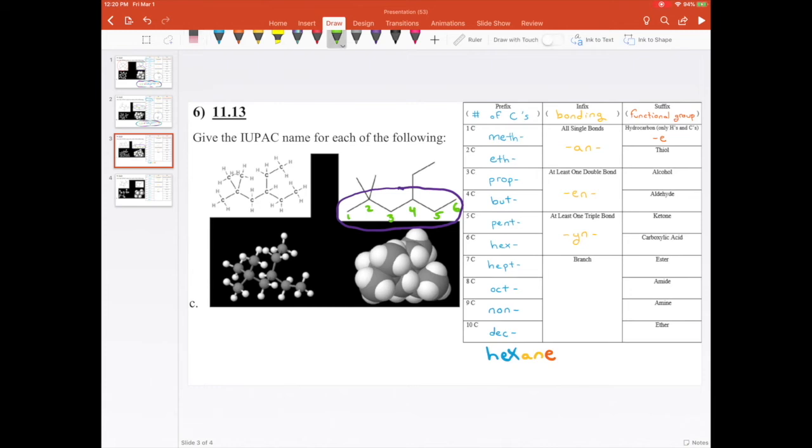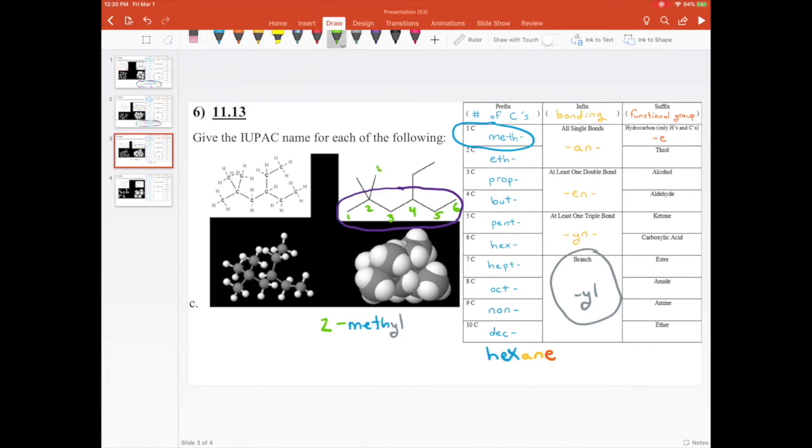Okay, now let's name these branches one at a time. First, the branch on the left. That branch is connected to the backbone on carbon 2. Always between numbers and letters goes a dash. That branch only has 1 carbon in it. The prefix for 1 carbon is meth. And because it's a branch, immediately after the prefix, you add the suffix YL. So the name for that branch is 2-methyl.